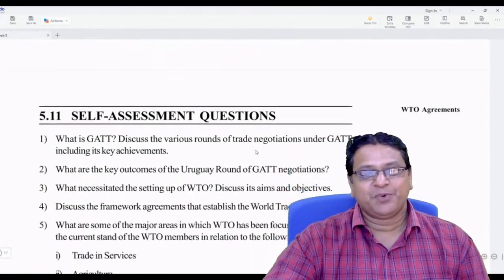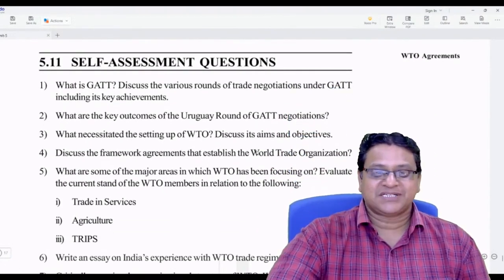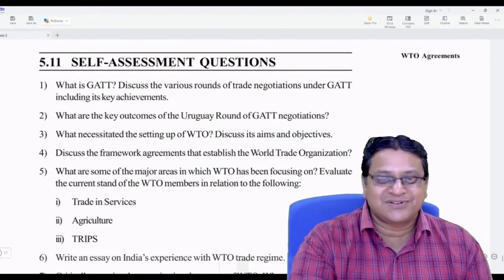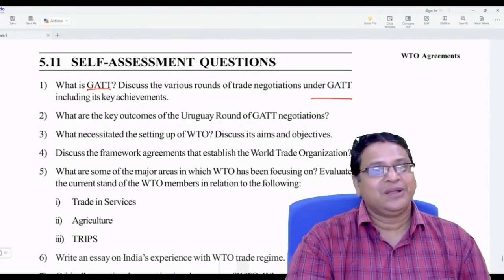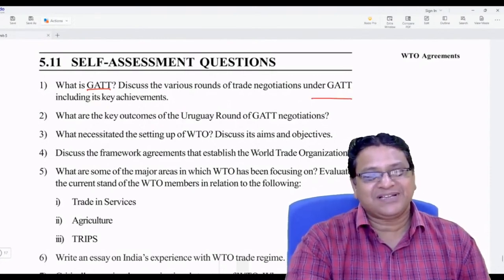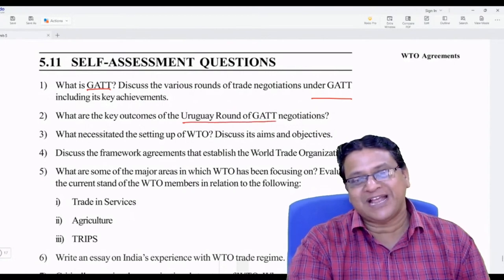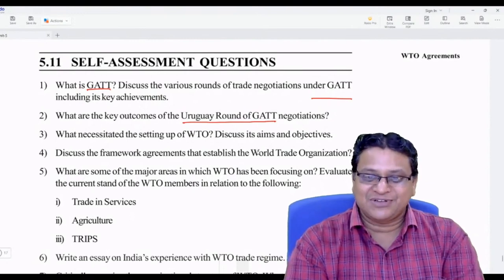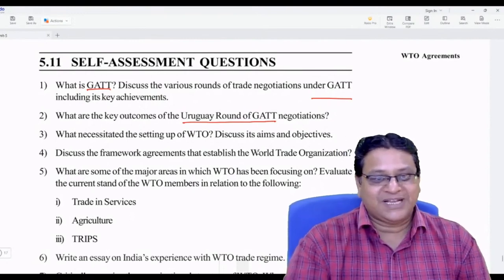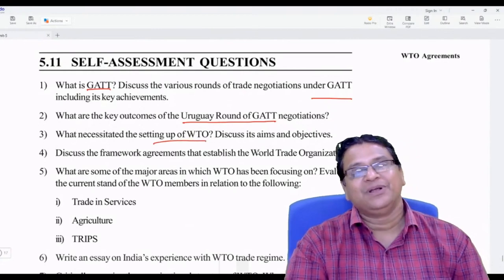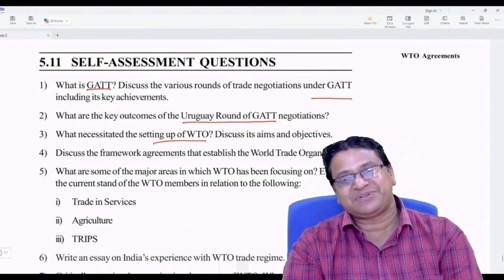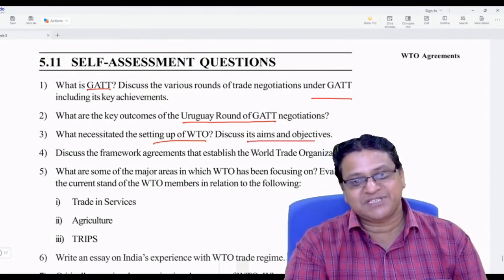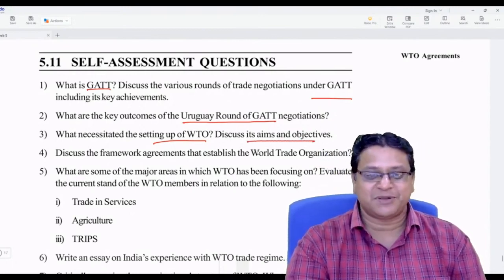So what are the important questions? First, what is GATT? Discuss various rounds of negotiations under GATT. We have discussed. Next, what are the key outcomes of the Uruguay round of GATT negotiation? We have discussed that out of the Uruguay round of GATT discussion, WTO is framed. What is the necessity of setting up a WTO? Because it is a permanent institution, its commitments will be permanent. Discuss its aims and objectives. We have discussed the aims, objectives of WTO.